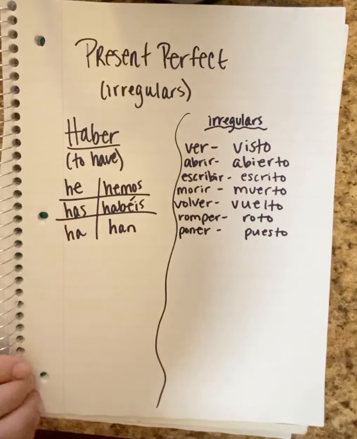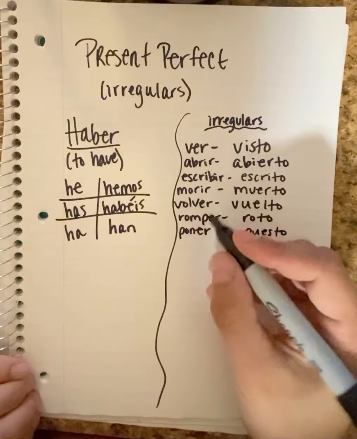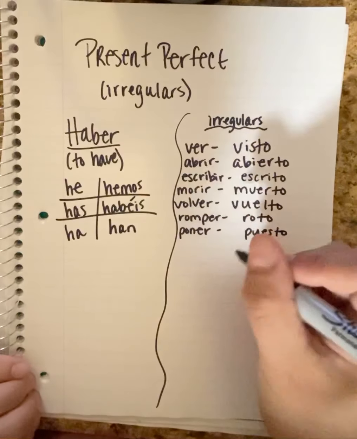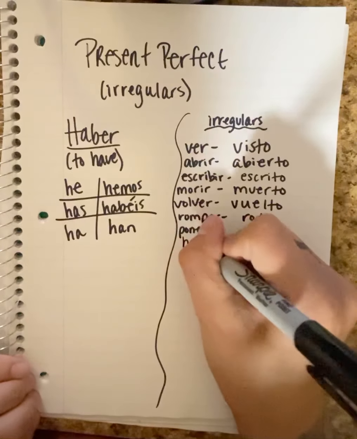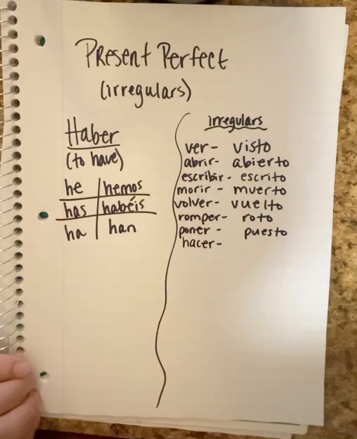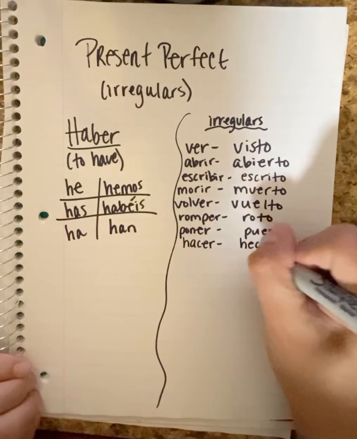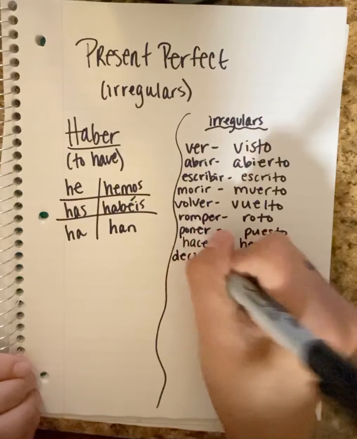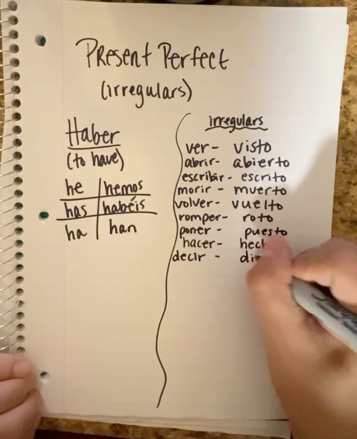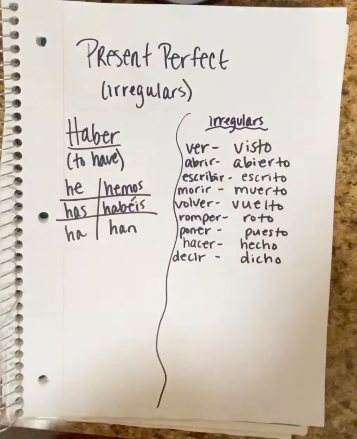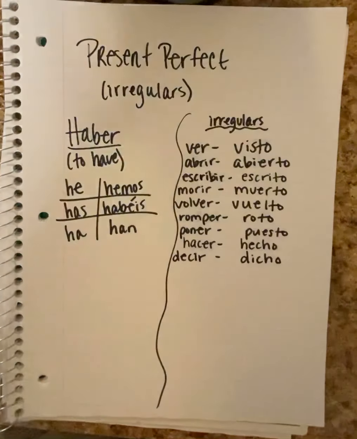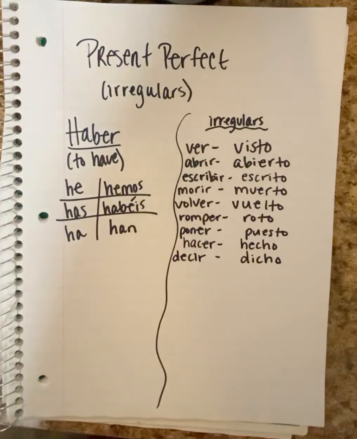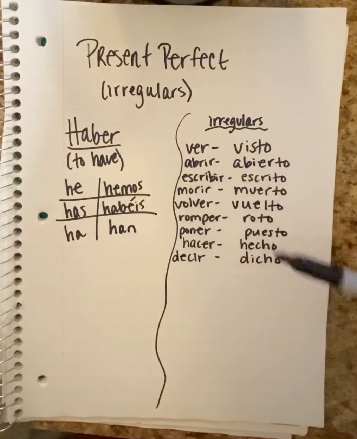Okay. The next couple are similar, and they both have a CH that comes into play. So we've got the verb hacer, which is to do or to make. That goes to hecho. And our verb decir, to say or tell, goes to dicho. So if I wanted to say, I have told the truth. Yo he dicho la verdad.